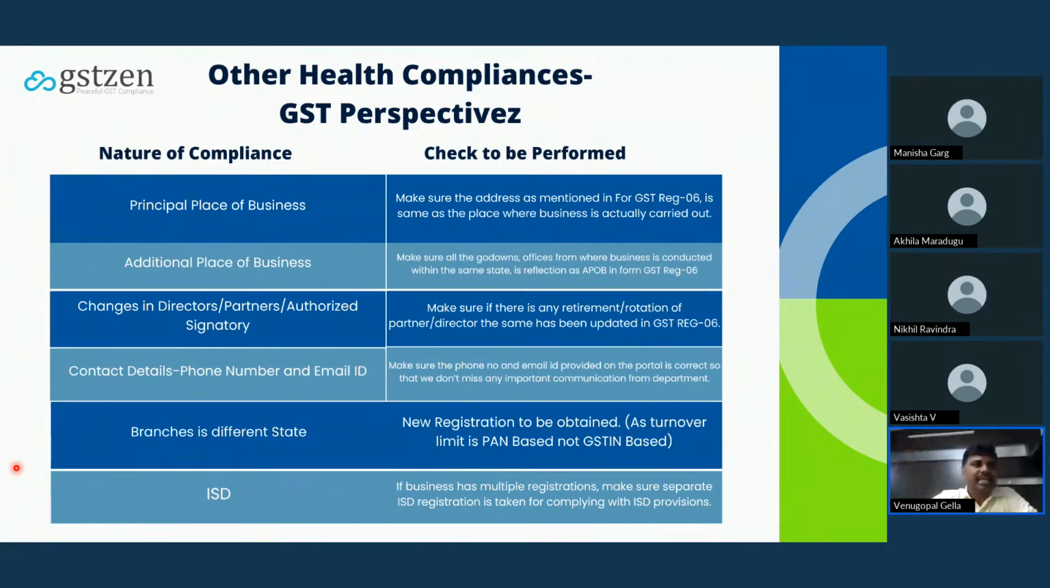Every time there is any additional place of business, you have to please add it in your REG 06. Here in the VAT regime, we had a concept of listing goods and endorsing them in the registration certificate. That's not there, but additional place of business has to be done. Whenever there is a change in directors, please report it to the government portal. Change in contact number, phone number, email ID, please do it.